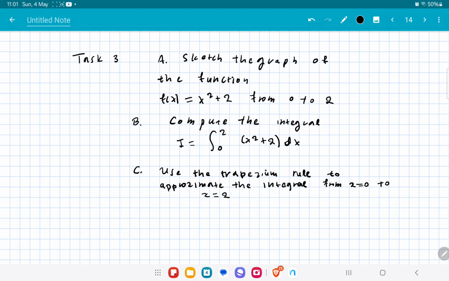We have this problem to solve. The first question is to sketch the graph of the function f of x equals x to the power of 2 plus 2 from 0 to 2. Question B says to compute the integral explicitly of this function from 0 to 2, to find the area under the curve, and C, to use the trapezium rule to approximate the value of the integral from 0 to 2.